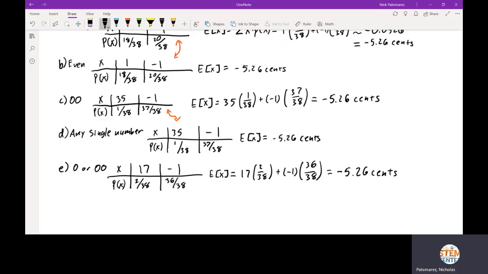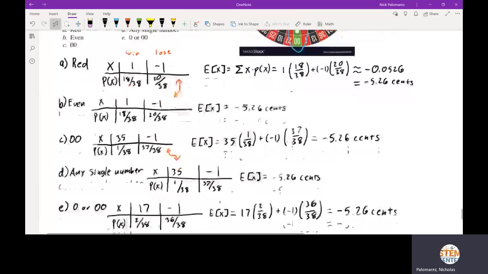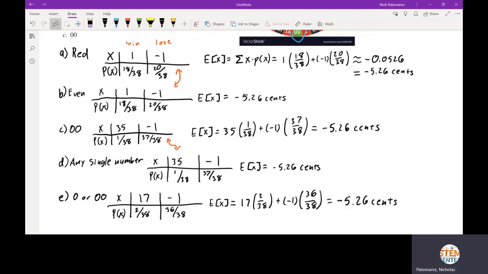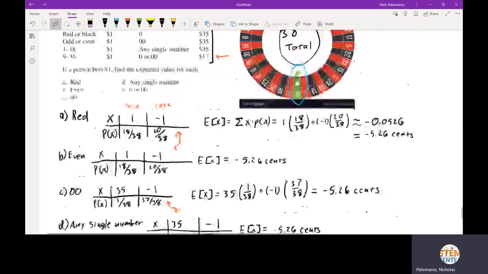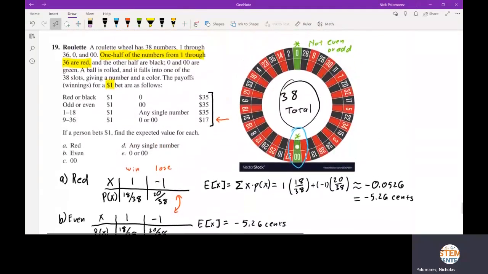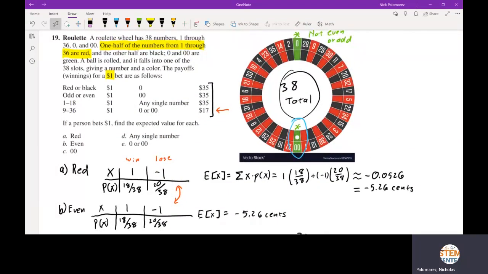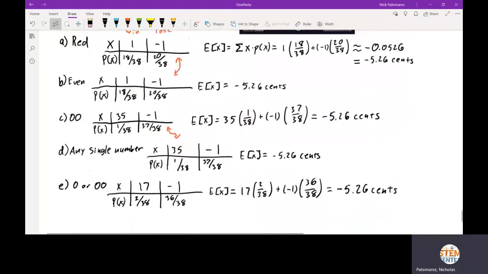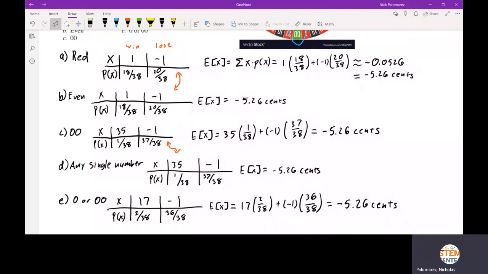In fact, any bet on the roulette wheel, aside from, I think, maybe one special case bet, has the same expected value, negative 5.26 cents in the long run per dollar. So roulette is a well-designed game in that there is no best bet. All the bets are equally bad, you can say. But that's how we calculate those expected values.